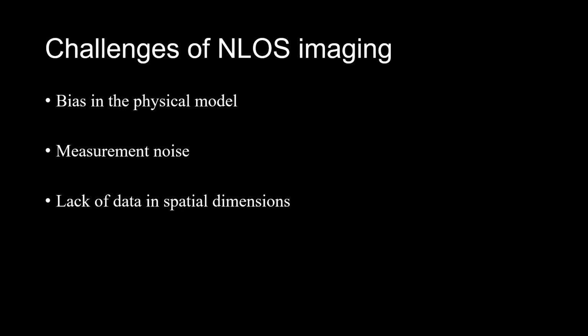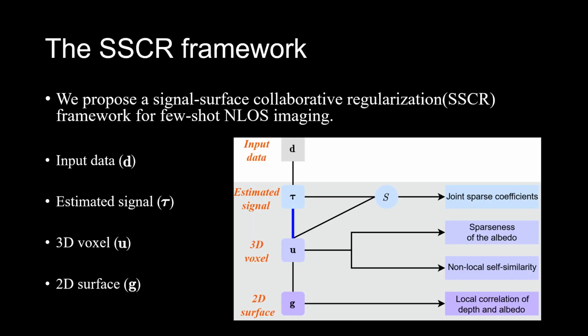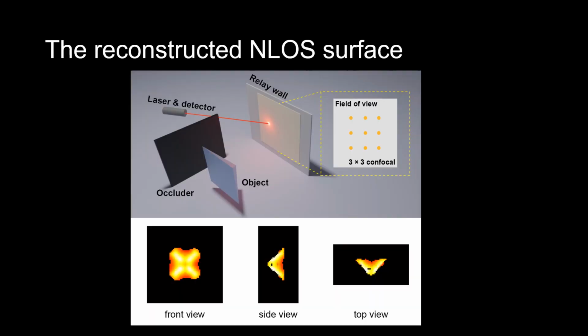The problem of non-line-of-sight imaging is ill-posed. The bias in the physical model and measurement noise are two major obstacles for high-quality reconstructions. In few-shot scenarios, the lack of data makes the reconstruction task even harder. In the proposed signal surface collaborative regularization framework, joint regularizations of the estimated signal, the 3D voxel and 2D surface representations of the targets are designed. We show that the target can be reconstructed with very few measurements.